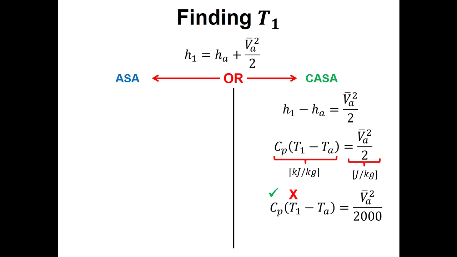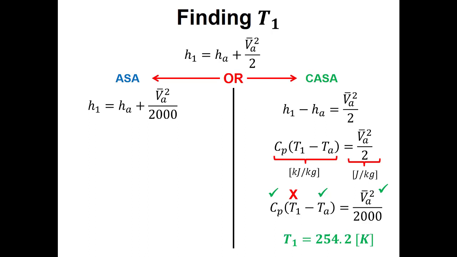Now, I know Cp, I don't know T1, I do know Ta, and I do know Va. So I can use this expression to find the temperature at state 1. So now I know the temperature at the exit of the diffuser, which is the inlet to my compressor.